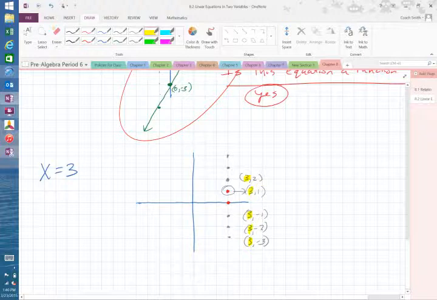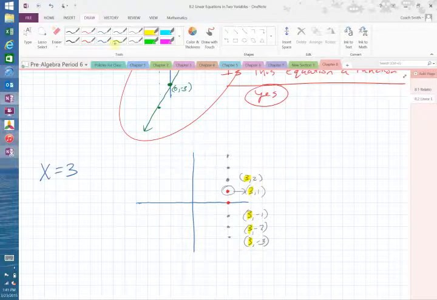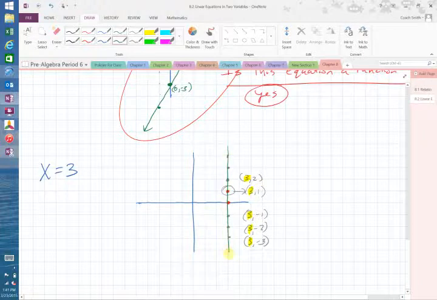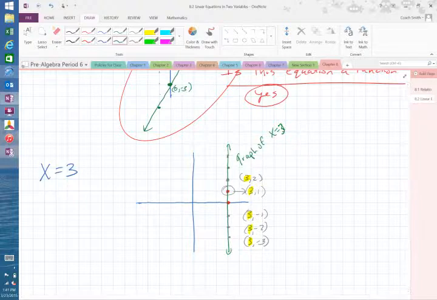Correct? Yes. Okay, so what kind of line do I have if I connect all those dots? Vertical. This is a vertical line. That is the graph of X equal 3. Now, is that a function? Yeah. No. Because you can draw a vertical line and hit more than 2 of the dots.